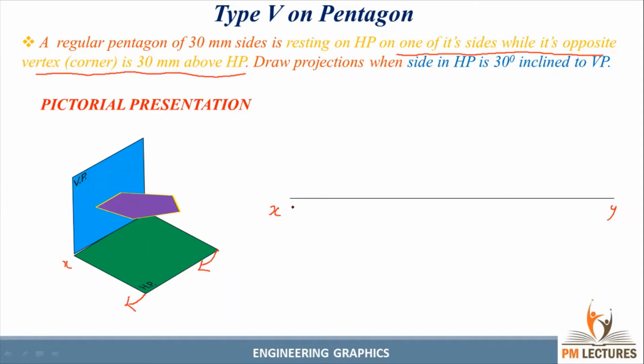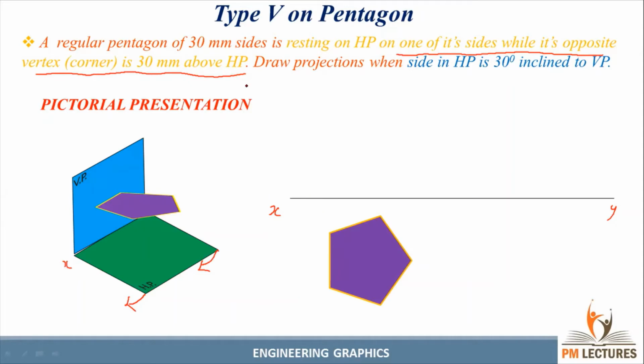So here we need to start the diagram below the XY line. That is the first thing, because they gave the inclination indirectly. See, the opposite corner is 30 mm above HP. That means the surface is inclined to HP, and so we need to draw the pentagon plane parallel to HP. That is the initial step. So we get the pentagon below the XY line.